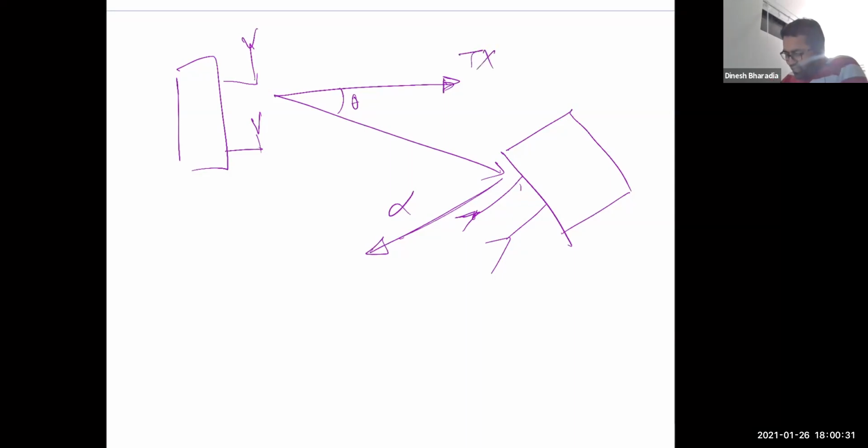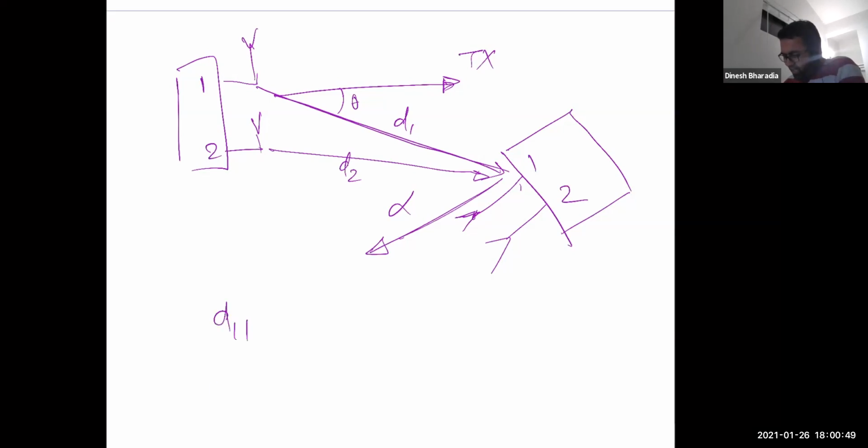So first, this ray, how much additional distance will it travel? Let's call this D1 and this D2, or let me write it D1, 2. So D11 and D21. So this is your D21 and this is D11. So D21 is D11 plus, what is the additional distance? Let's say this is your D.